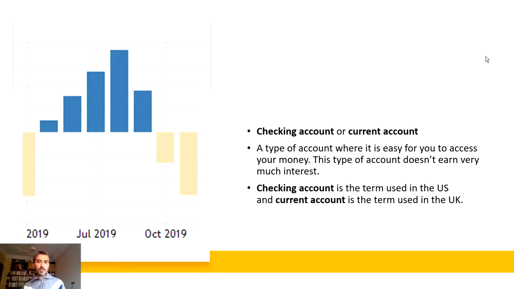We have a checking account, or we call it a current account, الحساب الجاري, or le compte courant. It means that it moves. It's a type of account where it's easy for you to access your money. This type of account doesn't earn very much interest. Instead of getting interest, they take money out of your account for every transaction you do. So it's a checking account. It's a word used in the US, and a current account is a word used in the UK.